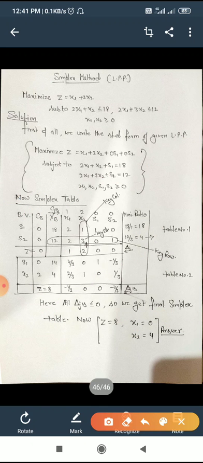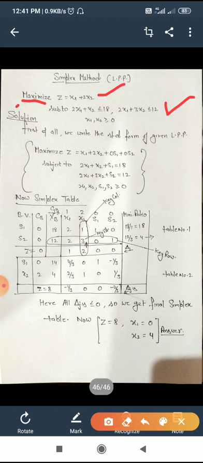So here there is no conversion needed, because it is already given in maximization form. So the first condition is that the right hand side of each restriction should be positive. The second condition is that the objective function should be in maximization form. Both conditions are satisfied. Now we write the standard form.